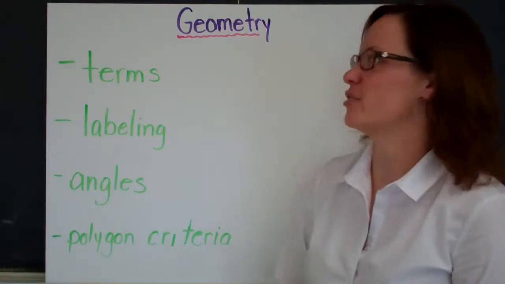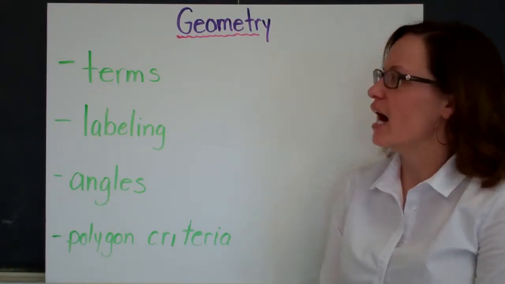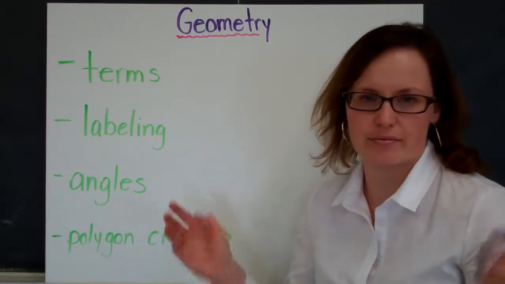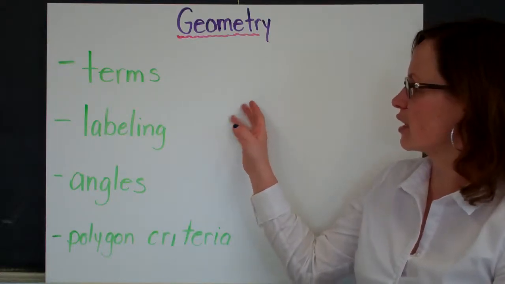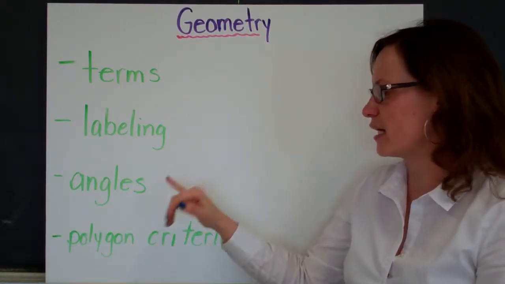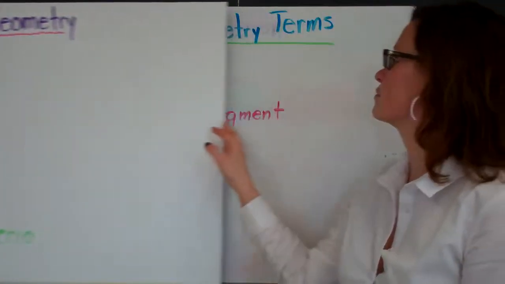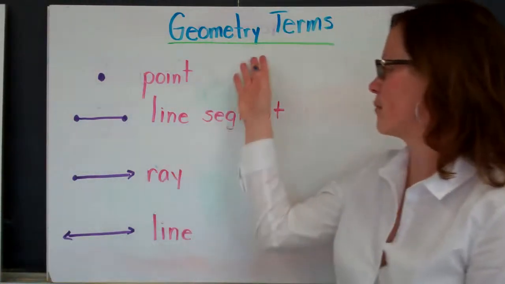For this video, we're going to do a little bit of review of geometry. Most of the information you are getting in this video, you've been hearing for several years. In this video, we're going to talk about terms, labeling, angles, and polygon criteria. So first, let's go over some geometry terms.